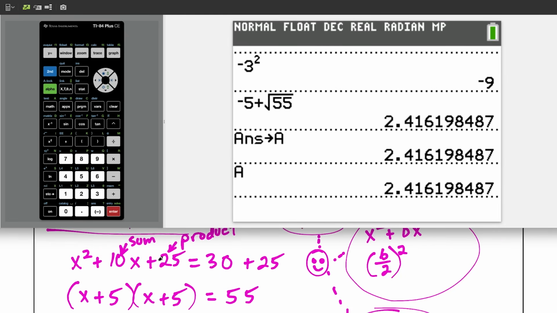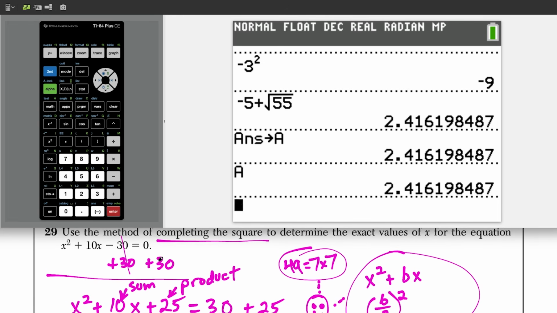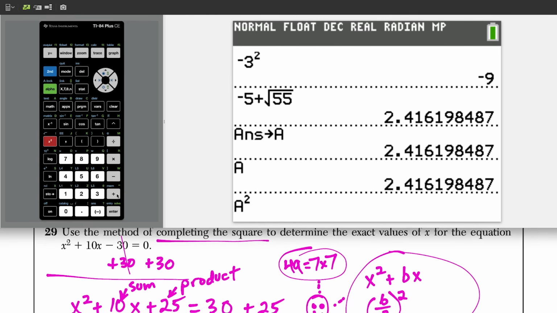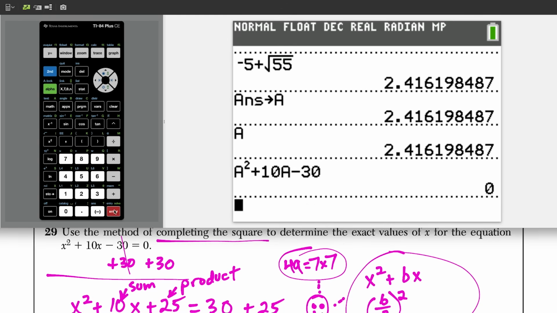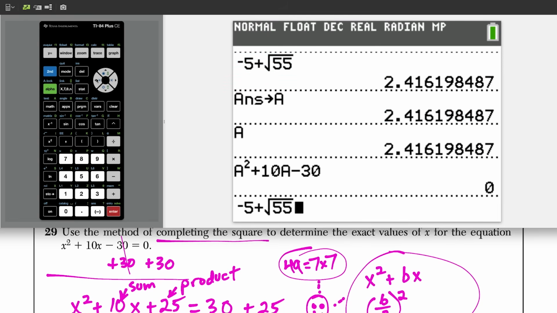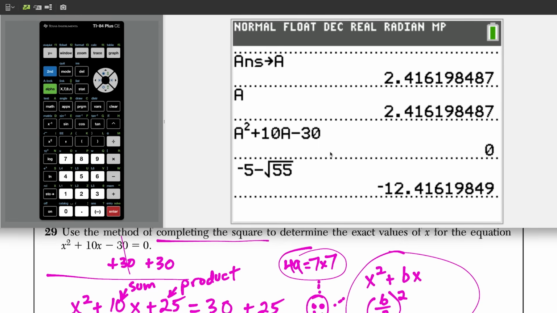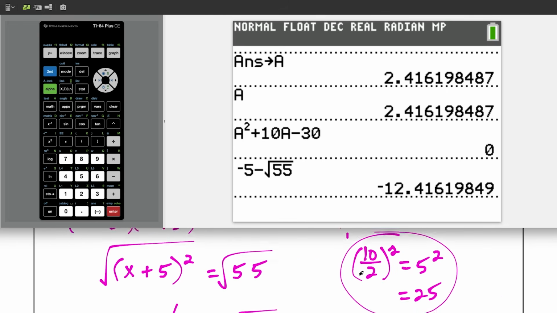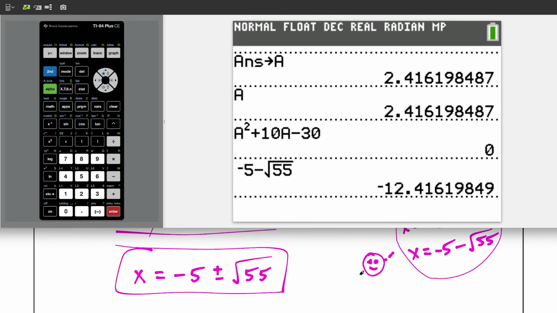So now I'm going to go back to the original equation here and watch what happens if I do, instead of x squared, the answer squared, and then plus 10 times the answer, and then minus 30. I should get 0 if we solve this correctly, and we do get 0. And then one more thing we could do to verify is we could just switch that plus to a minus and check the second answer as well. But I promise if we store this and plug in, we're also going to get 0. So these two solutions here are good.